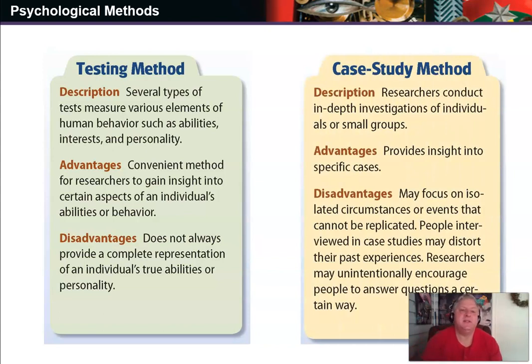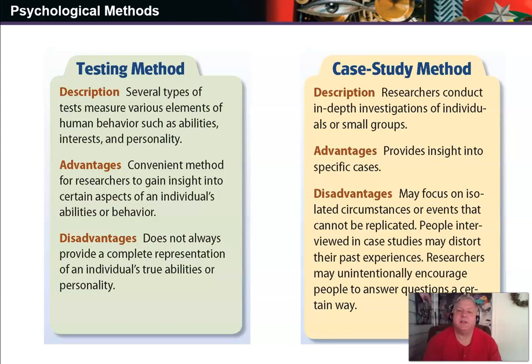So the testing method. Description: several types of tests measure various elements of human behavior, such as their abilities, interests, and personality. The advantage of the testing method is it's a convenient method for researchers to gain insight into certain aspects of an individual's ability or behavior. The disadvantage: it does not always provide a complete representation of the individual's true abilities or personality.